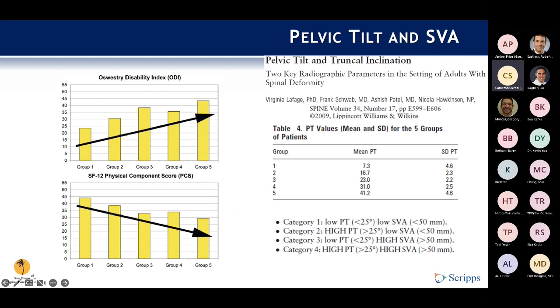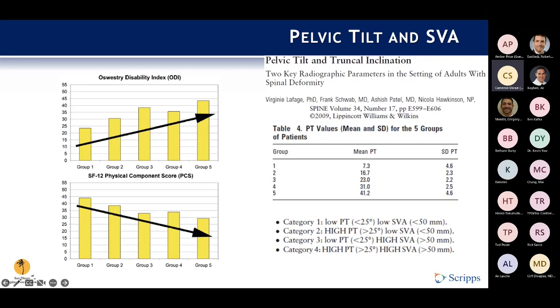Lafage et al. looked at this and published this study in 2009. They had 125 adults with spinal deformity. They had full-length freestanding radiographs of the spine and the pelvis, and patients filled out health questionnaires, HRQLs, at the same time. They were trying to identify different factors that were playing a role in adult deformity. There was no correlation identified pertaining to coronal plane parameters.